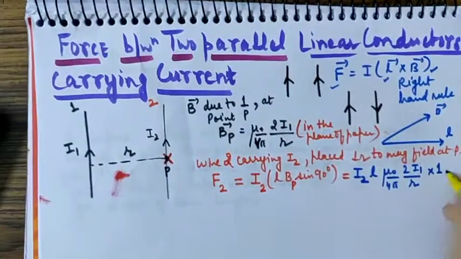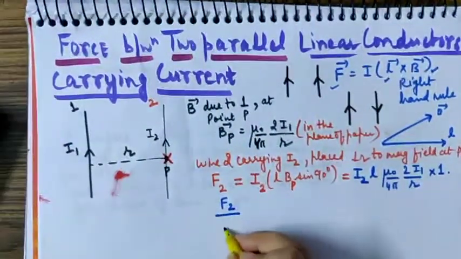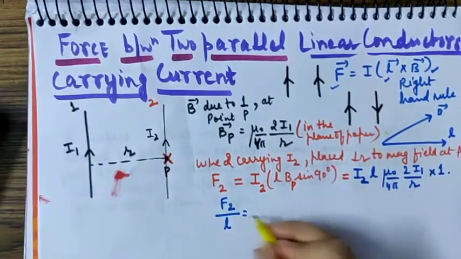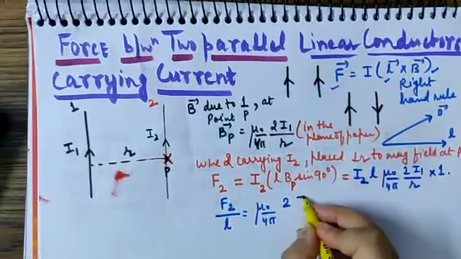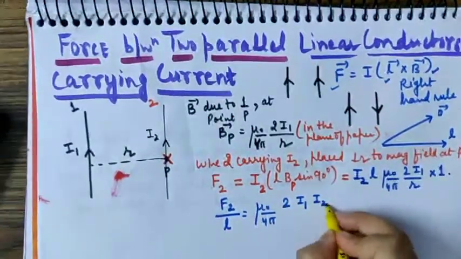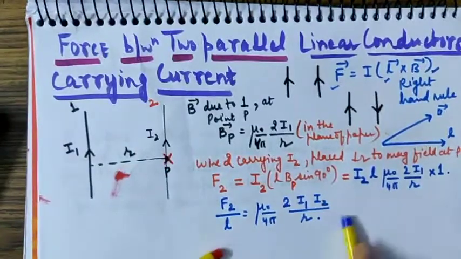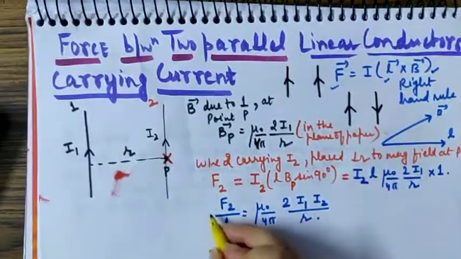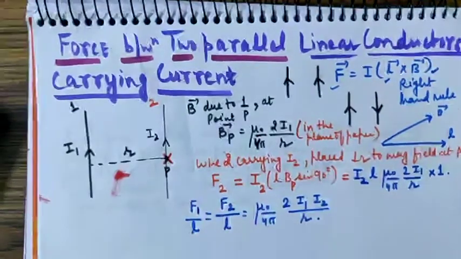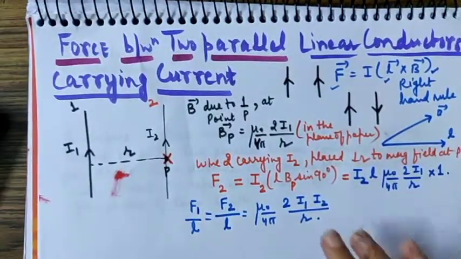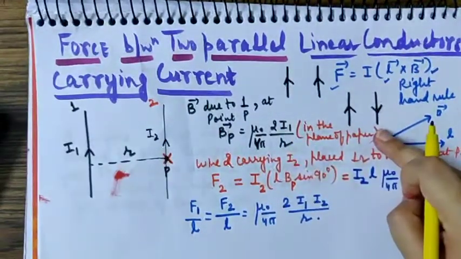Sine 90 is equal to 1. Then F2, the force experienced by wire 2 per unit length, will be given as mu naught over 4 pi, 2 I1 I2 upon R. You can find this formula in the same case. This is the same force experienced by the first wire per unit length, and in both cases it will be the same, either the currents are flowing in the same direction or in opposite directions.